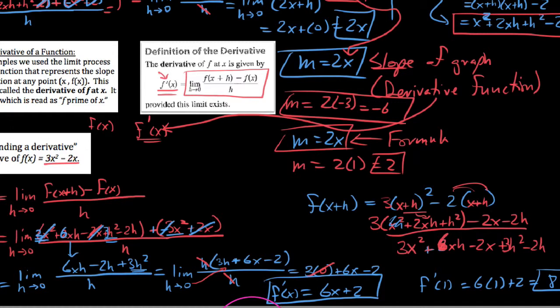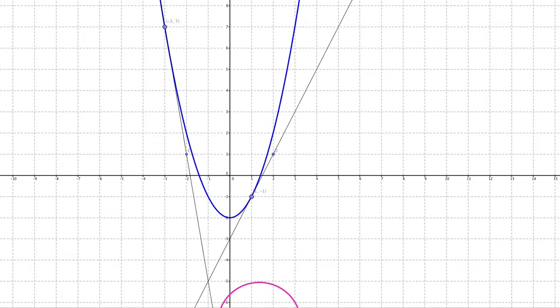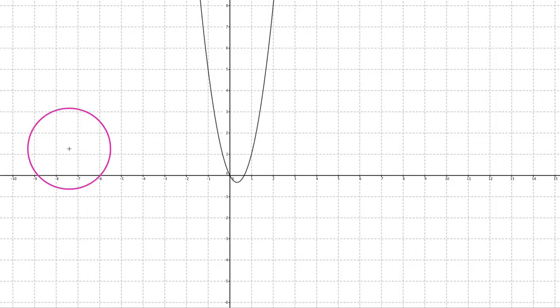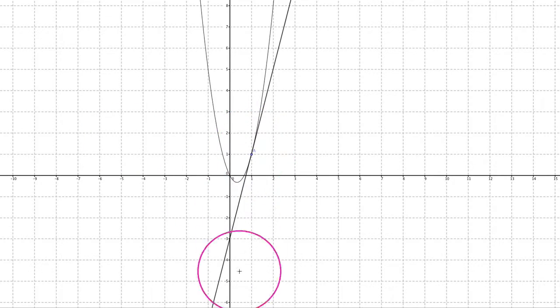So if we were to go ahead and plug this function in, it's 3x squared minus 2x. Let me get this out of here. So here's our function. And we said find the slope of this graph when x equals 1. So I say, well, x equals 1 right here. We could say, let's drop in a tangent line to my graph right here.